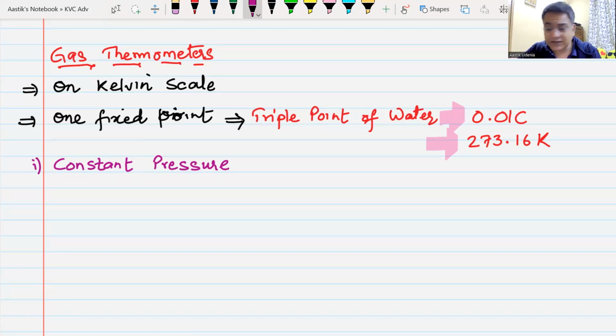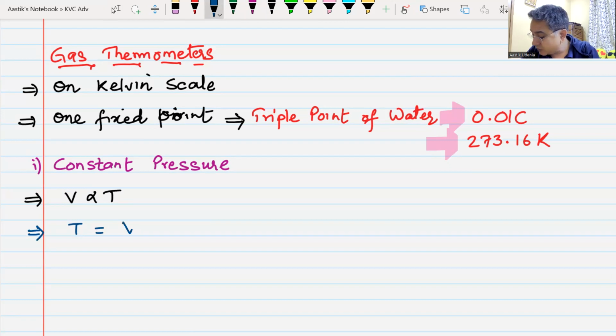So when the pressure is constant, the volume will be directly proportional to the Kelvin temperature. Yes or no? So the formula becomes: any temperature on the Kelvin scale will be the volume of the gas divided by the volume at the triple point, multiplied by 273.16. Do we understand this? So that is how you can find the temperature on the Kelvin scale from this thermometer.